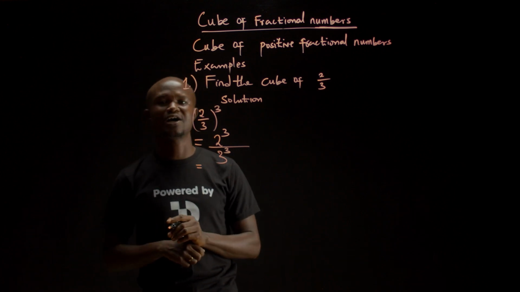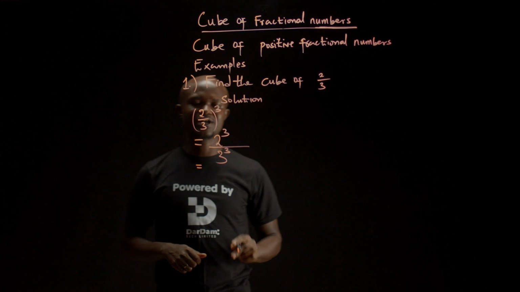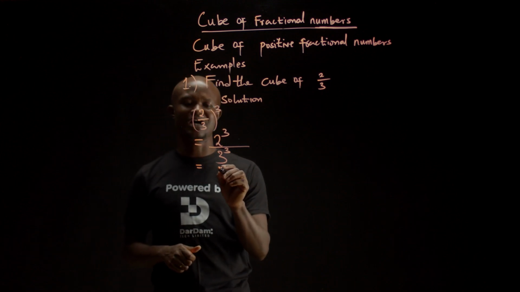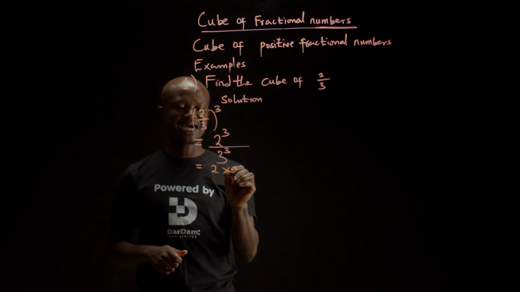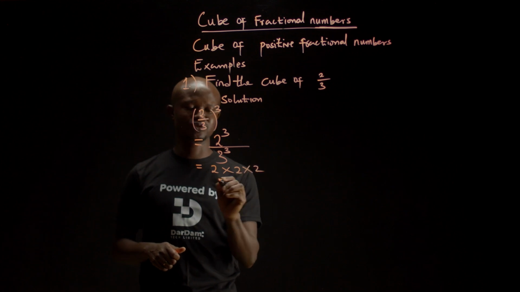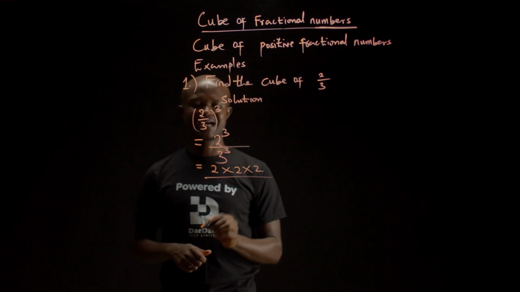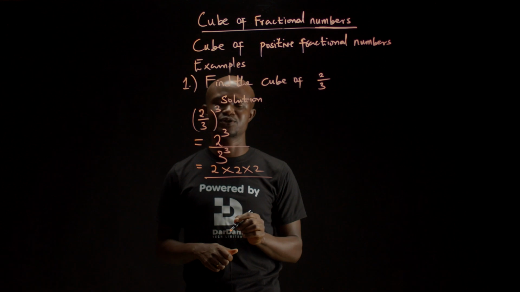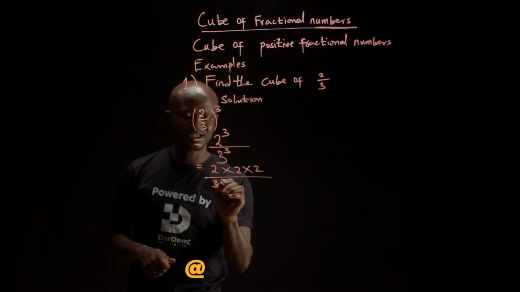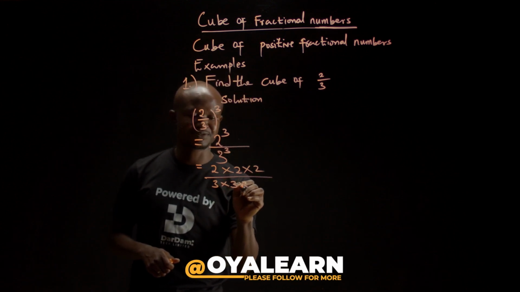Then what are we going to have? 2 raised to the power of 3. It means that we are going to have 2 times 2 times 2. Then 3 raised to the power 3. What are we going to have? We are going to have 3 times 3 times 3.